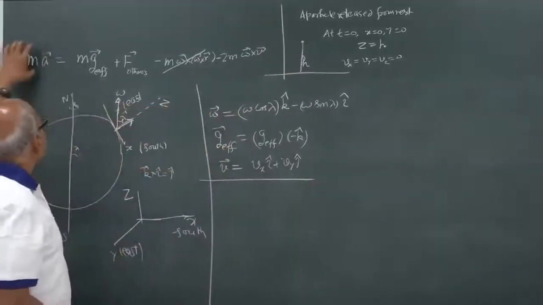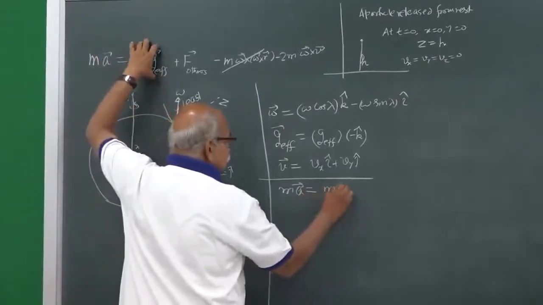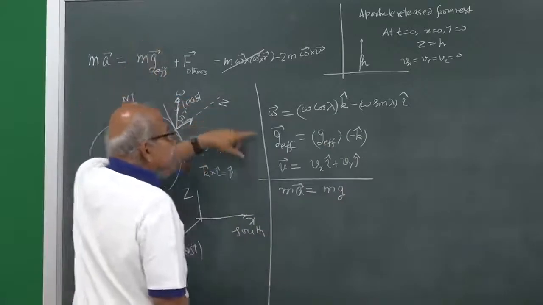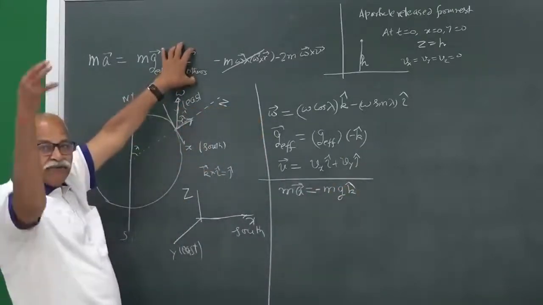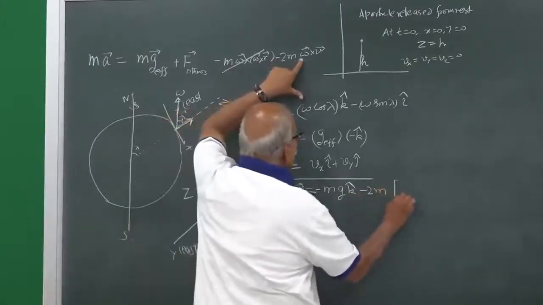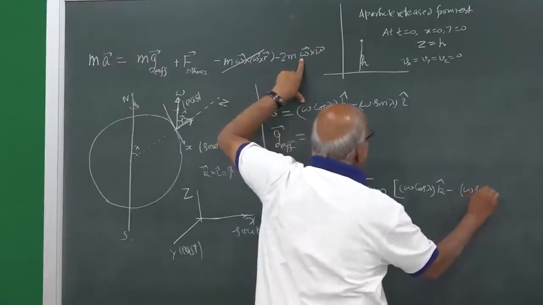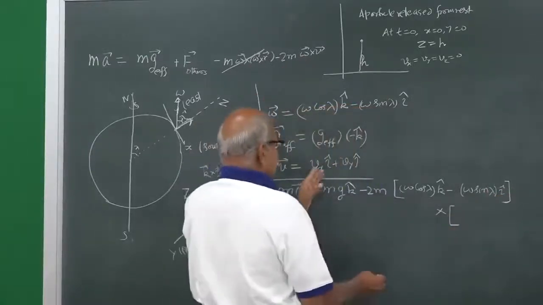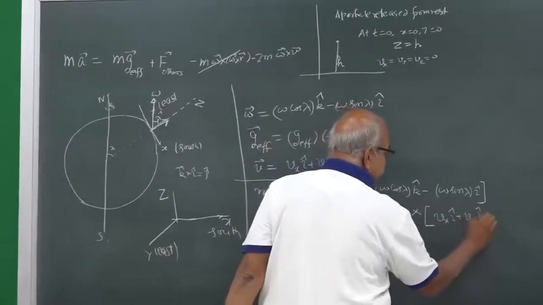So, how do I write the equation? Mass times acceleration is equal to m times g effective. Let me write g, because I will not be using both together, g and g effective. So it is m times g in the negative k direction, so minus k cap here, and then no other forces are there, it is free fall, so that term is not there. This is minus 2m, then omega vector, which is omega cos lambda k cap and minus omega sin lambda i cap, cross V. V is Vx i cap plus Vy j cap plus Vz k cap.